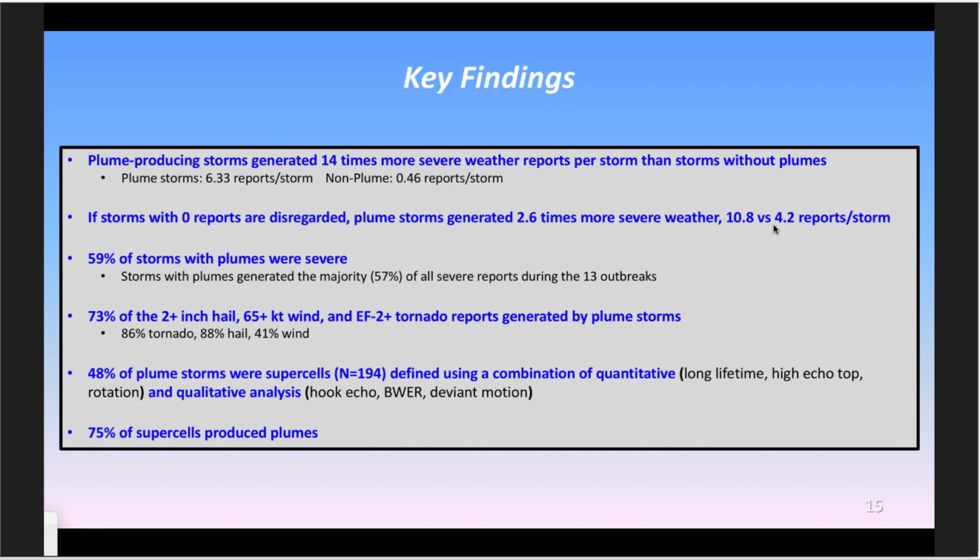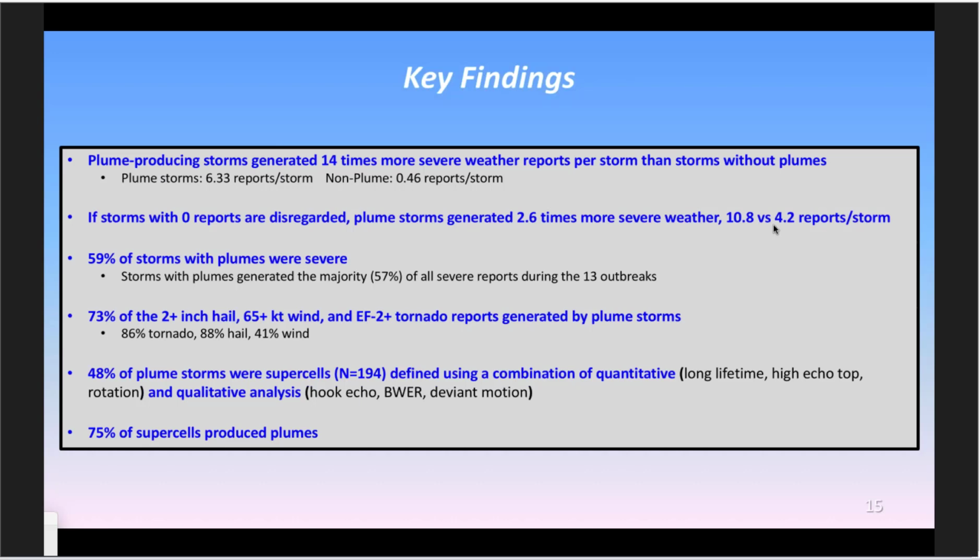Even more importantly, if you take the whole population of really significant severe weather reports and you say what fraction of those were attributable to plume-producing storms, we find 73% of them were. So almost 3/4 of the significant severe weather across 13 severe weather outbreaks were produced by these plume-producing storms. We also dug a little deeper here. Just a quick note: you see that over 85% of the really significant tornado and hail events were from plume-producing storms, whereas wind reports were much lower, and I'll get into that in a second.